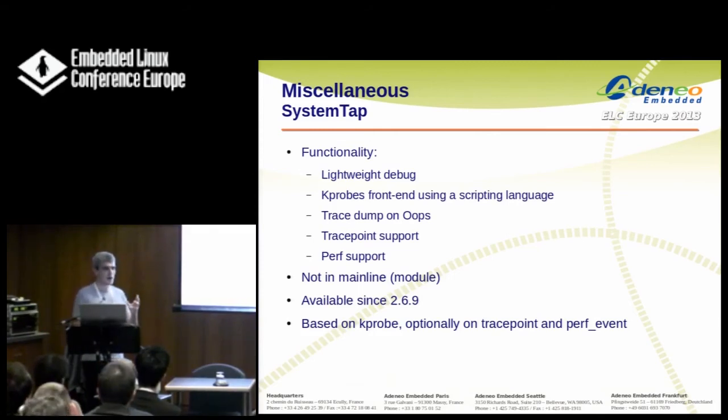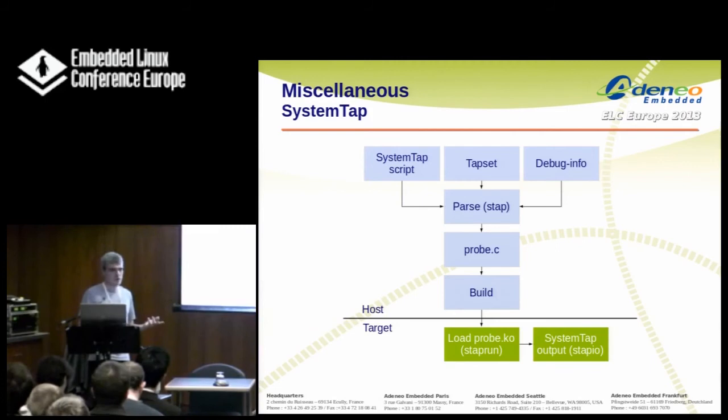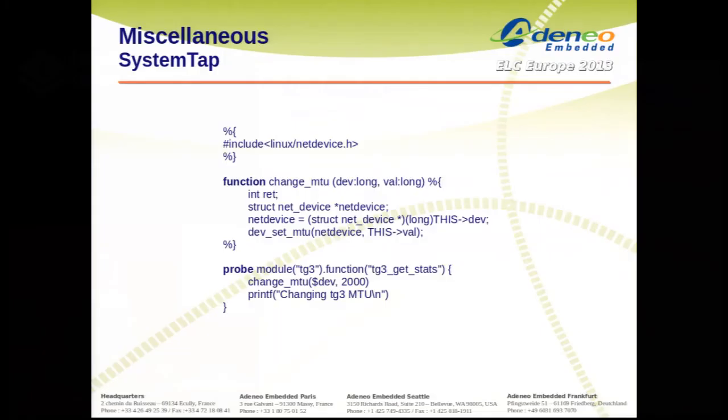It's like, in fact, when you want to compare it to something, in Solaris you have the DTrace functionality. You can write scripts and you will add whatever you want at whatever point in the kernel you want. Function calls, things like that. It's the same in SystemTap using kprobes, trace points, perf events, things like that. On your host, you will script some things like this, for example.